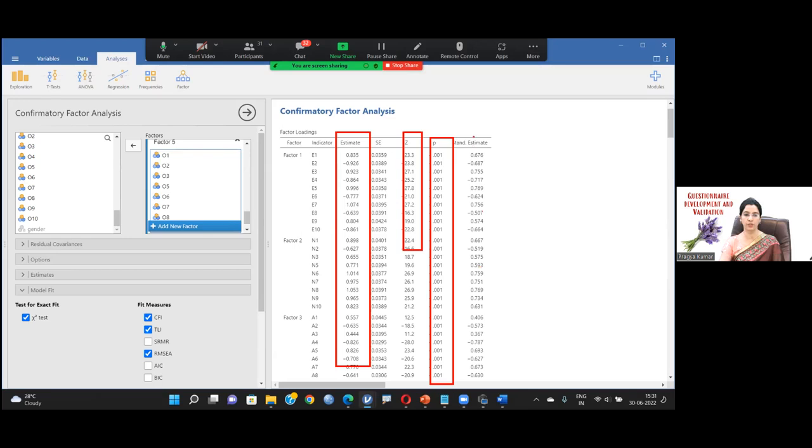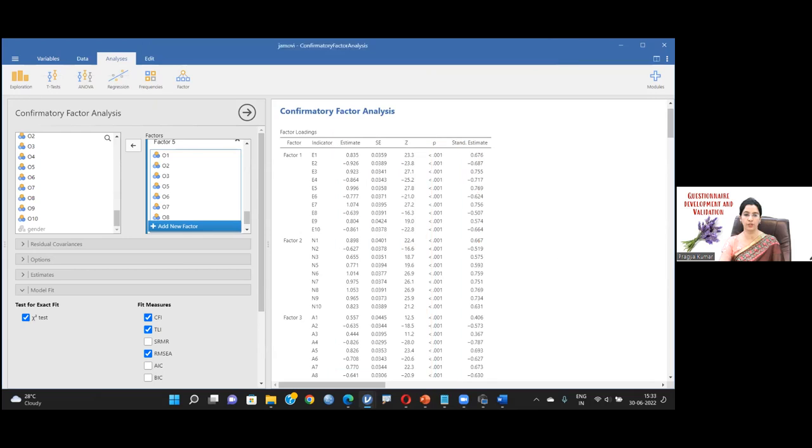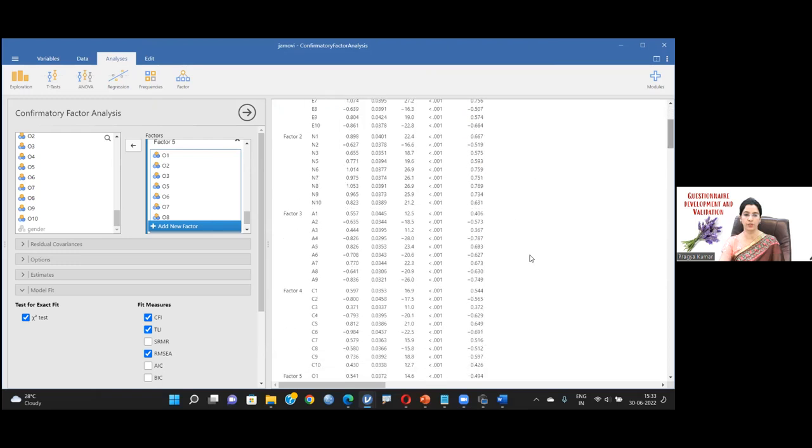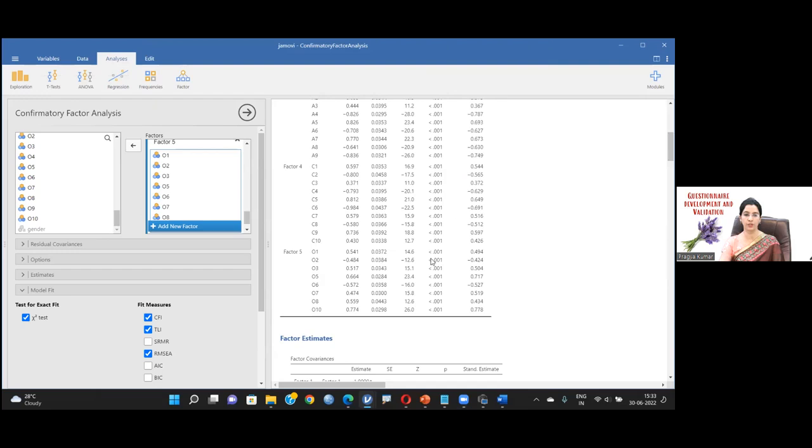Now, if you see the standardized estimate, it is the standardized beta coefficient. You can see that 0.6, 0.6, these are good values. So all the values are good, and that's why it is coming significant. You can export this table and comment. From this table, we can say that all the items are loading significantly on the factors. Is it okay to all of you?